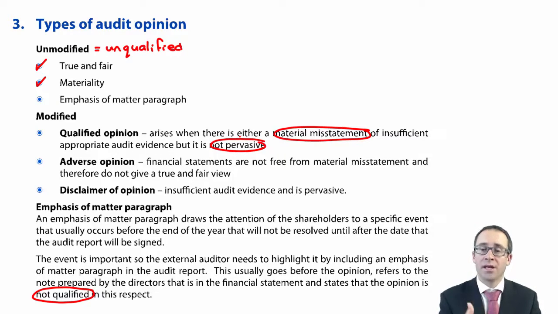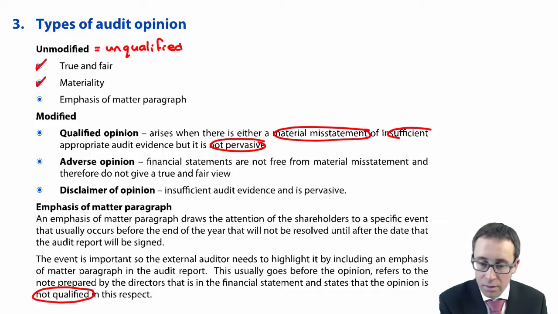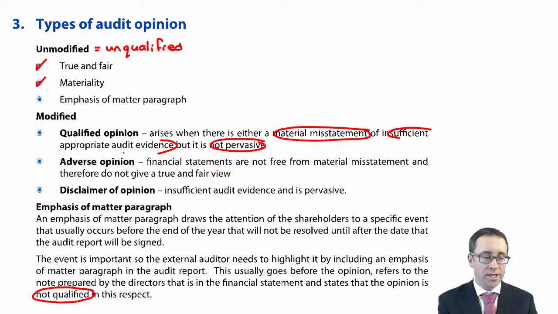So maybe over a particular balance, or maybe there is insufficient appropriate audit evidence. Okay, so maybe a fire has destroyed all of the accounting records. Maybe there's been some form of theft of the accounting records, so to speak. Therefore, you will issue a qualified audit opinion, okay, which is not pervasive, okay.